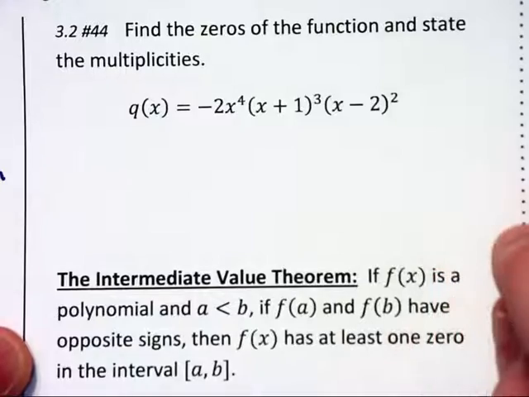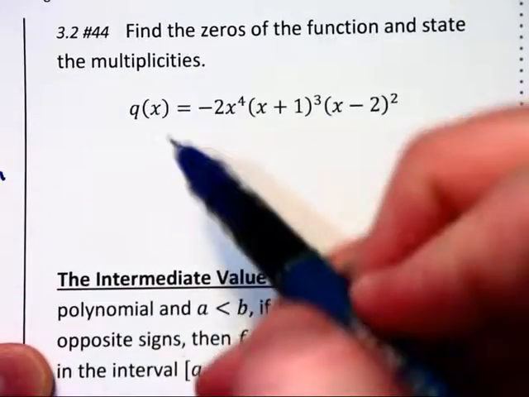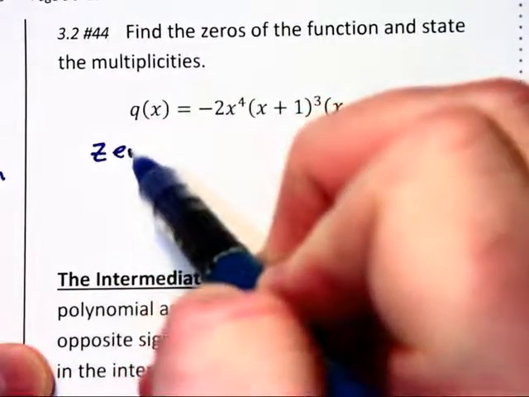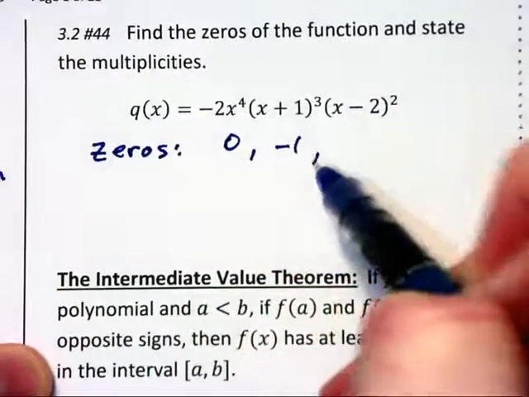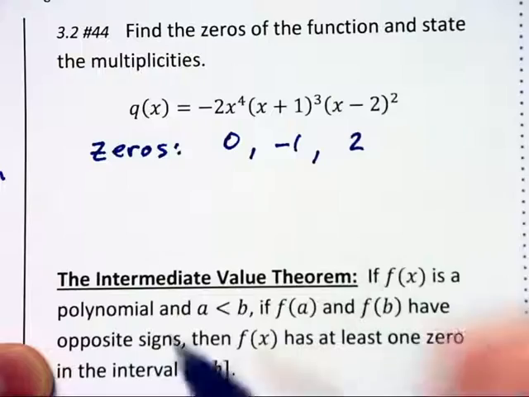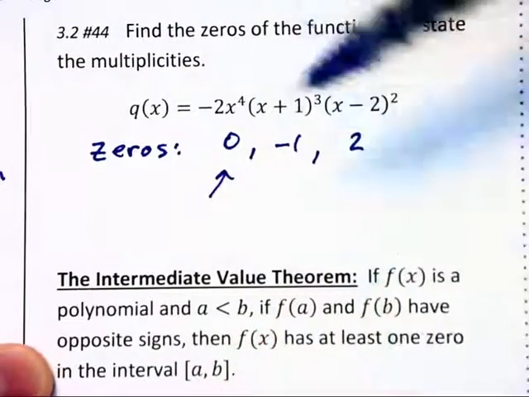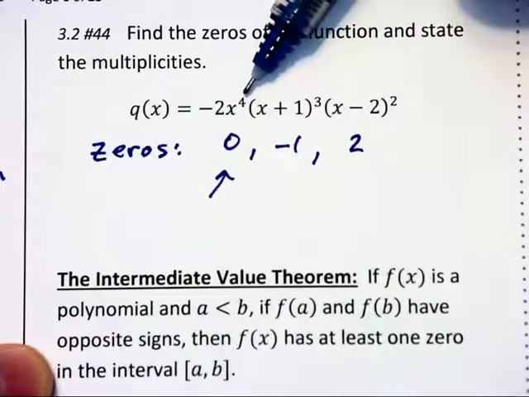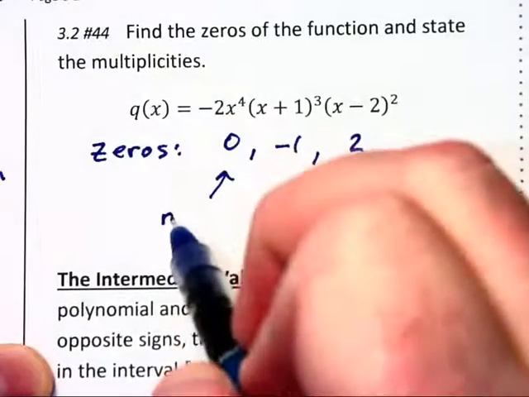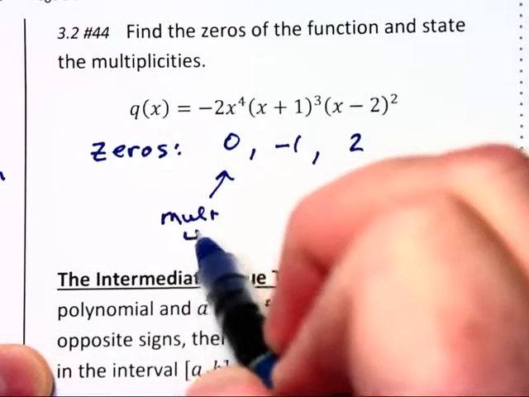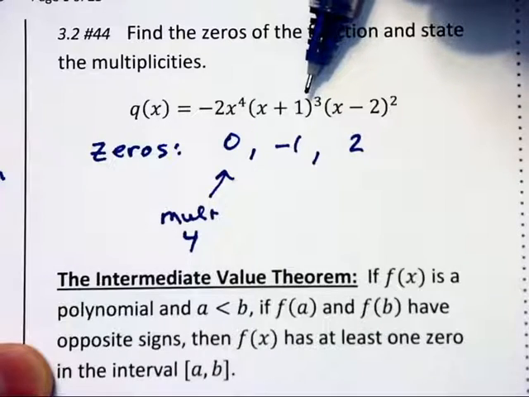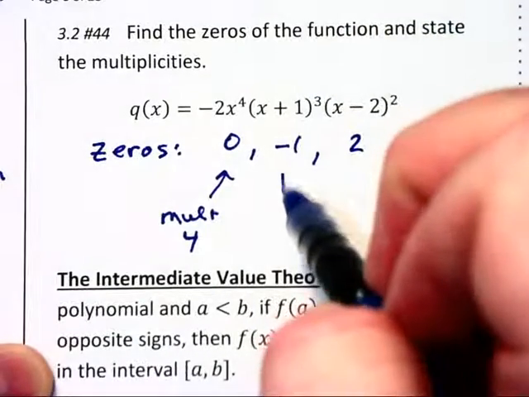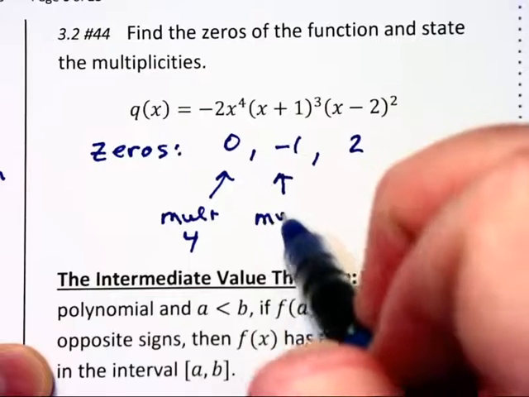This next term is already factored for us, so it's easy for us to determine the zeros. They will be 0, negative 1, and 2. Now 0 comes from a term that has an x to the fourth in it, so it has a multiplicity of 4.